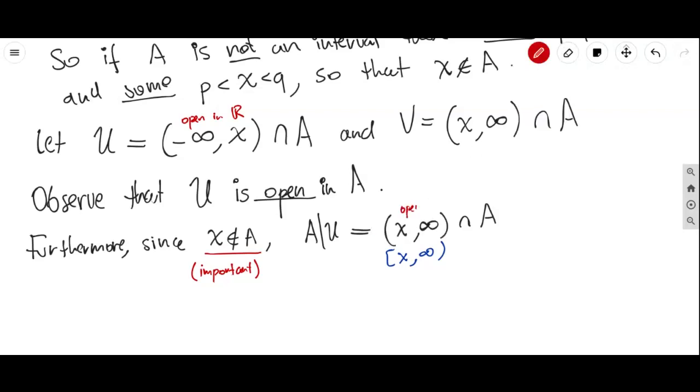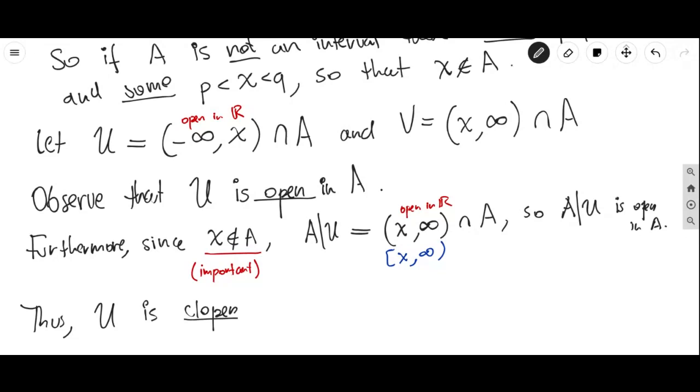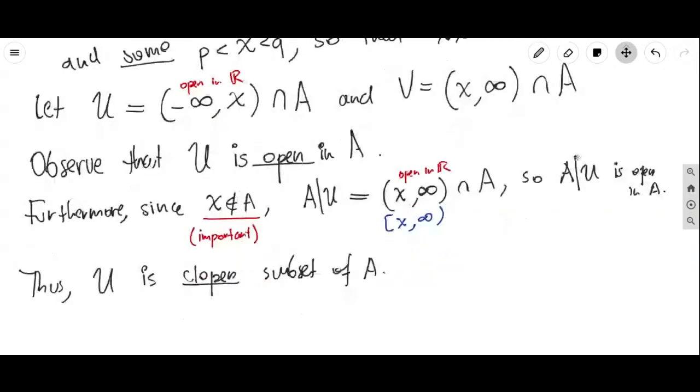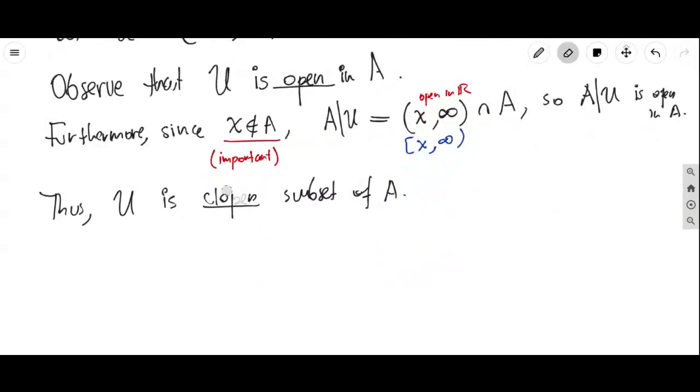So this is open in R, and so the complement of U is open in A. Thus, U is a clopen subset of A. It's a clopen subset because look at this: U is open and its complement is also open. So if the complement is open, it means the set is closed.